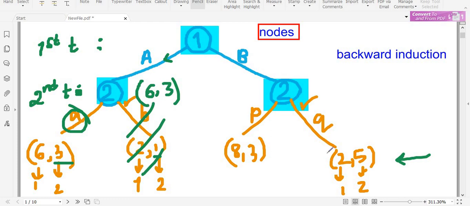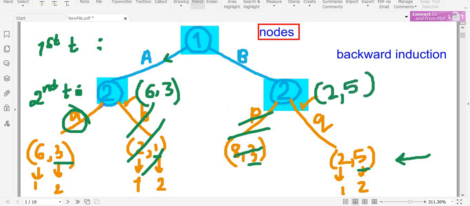Similarly, if we look at this part, player 2 will see that, given that player 1 has played capital B, if player 2 chooses small p, he or she will get a benefit of 3, which is the second number. And if player 2 chooses small q, he or she will get 5, the payoff of the second player. In this case, player 2 will choose q and not p because 5 is greater than 3. So this will boil down to 2, 5.